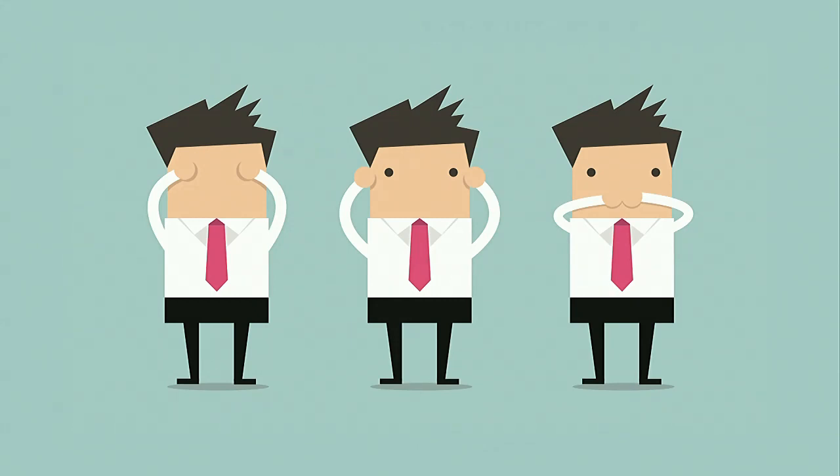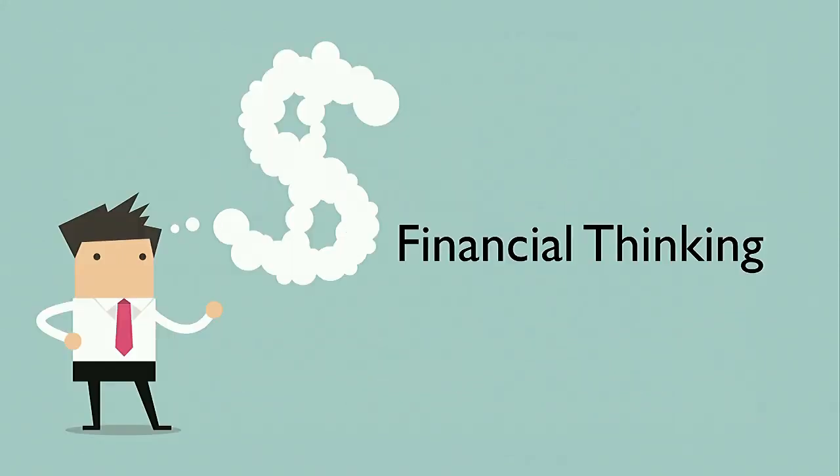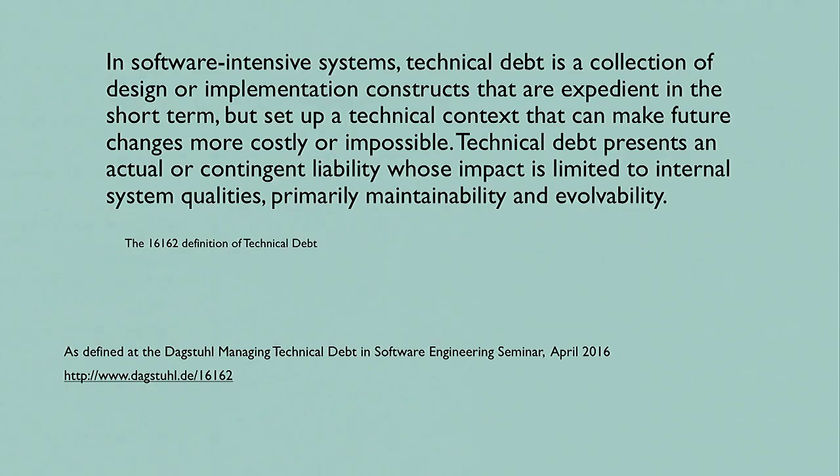So we need to find new ways of thinking about and understanding technical debt. So can we bring in some sort of financial thinking? It's debt, after all. You know, we can think of other ways of thinking about debt. So in 2016, a group of academics derived what they call the 16-16-2 definition of technical debt. So this is an official academic research definition of technical debt.